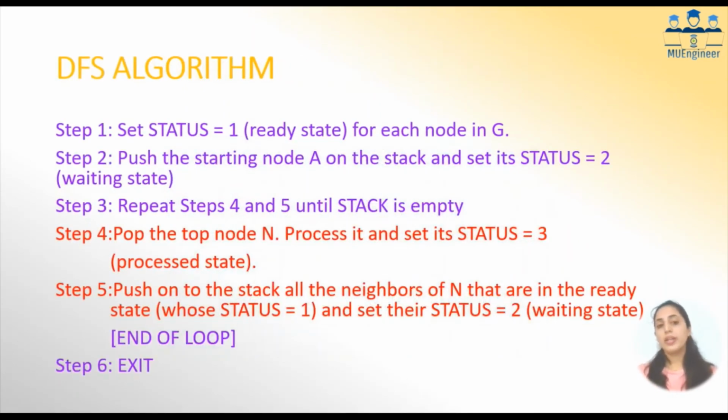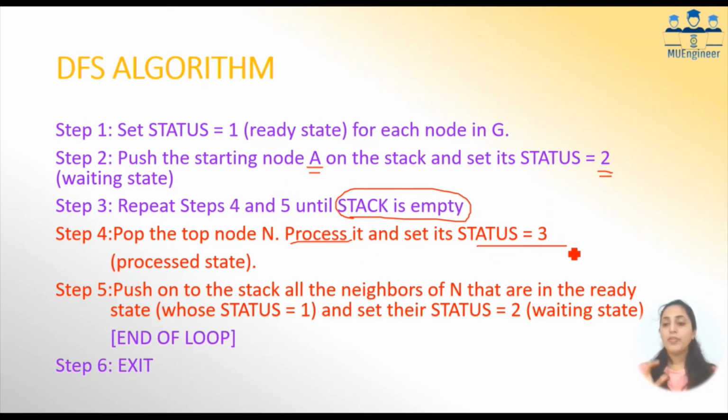So here is the algorithm. First of all, we set status equal to 1 for each node. Then we push the starting node, say for example the root node or A, to the stack. Whichever goes to the stack, its status we make 2. And then we repeat steps 4 and 5 for all the values in your stack till your stack becomes empty. In this loop, first of all, we pop out a value from the stack and we have to process it. That means we print it. Once we print, we make the status 3.